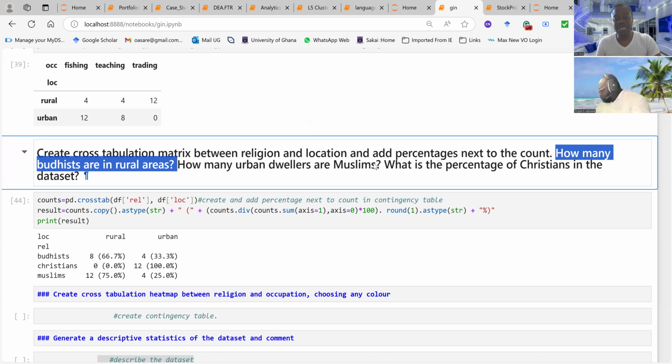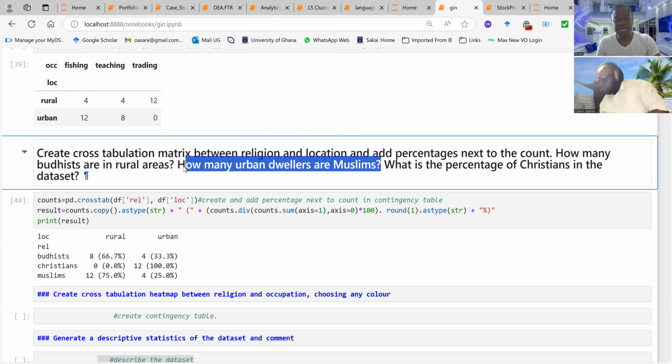How many urban dwellers are Muslims? You see, now that you've generated it, you can answer the rest of the questions.